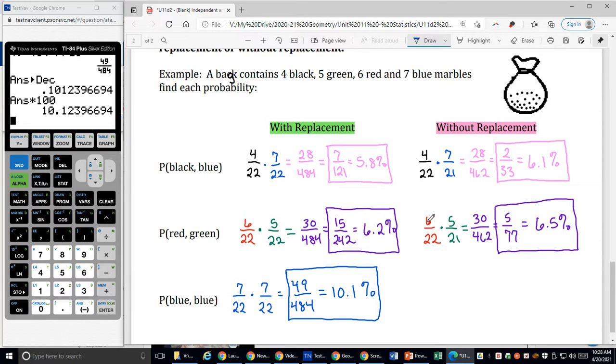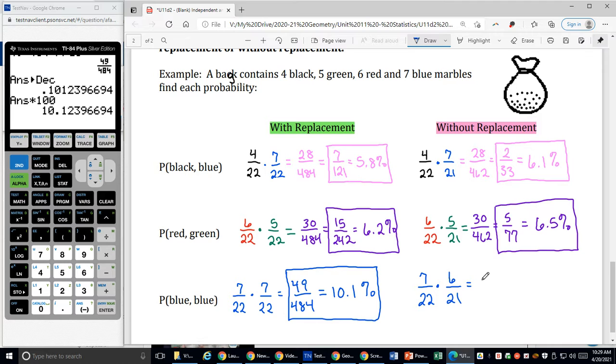Now, without replacement, notice each time 5.8%, 6.1%, it went up, 6.2 went up to 6.5. So we can kind of use inductive reasoning and assume it will go up. Let's see. So we're going to start with 7 out of 22 because we're starting with a fresh bag. And I'm going to pull out that blue marble and go, ooh, it's a blue marble. I like it. I'm going to keep it. This time I'm not going to put it back. So now there's only 6 blue marbles in the bag because I'm holding on to a blue marble. And there's only 21 marbles in the bag because I'm holding on to a blue marble.